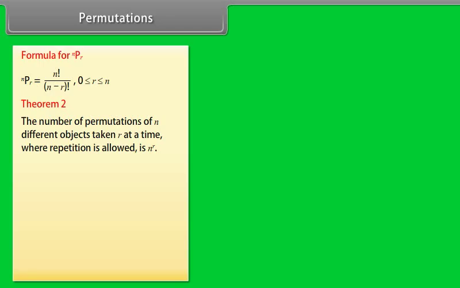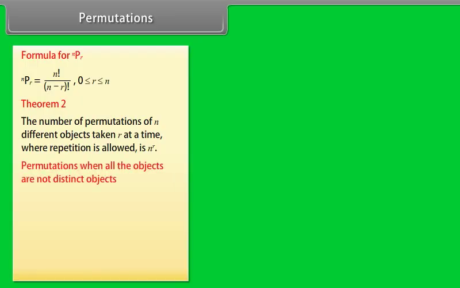Permutations. Formula for nPr: nPr is equal to n factorial by n minus r factorial, where 0 is less than or equal to r is less than or equal to n. Theorem 2. The number of permutations of n different objects taken r at a time, where repetition is allowed, is n raised to power r.